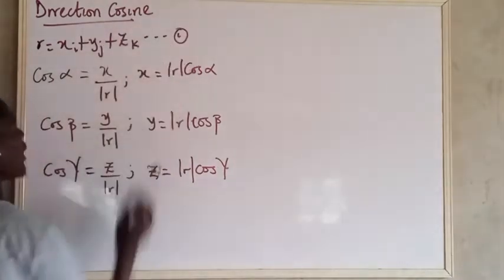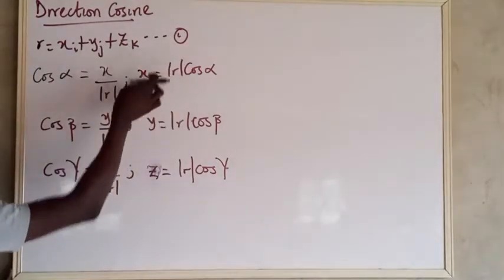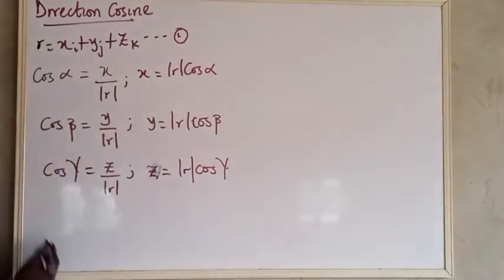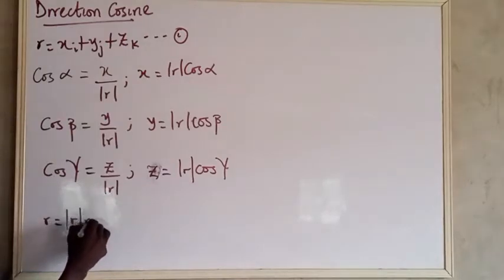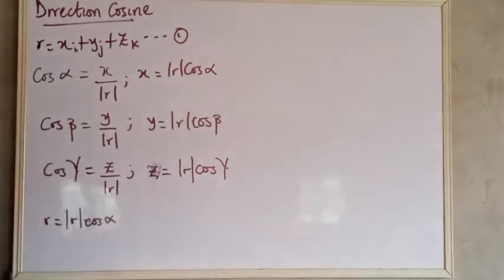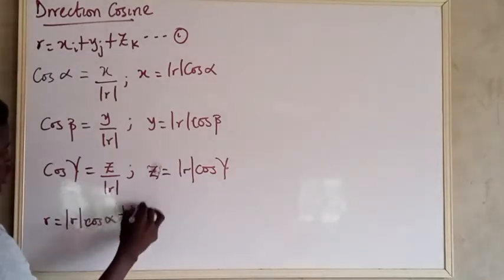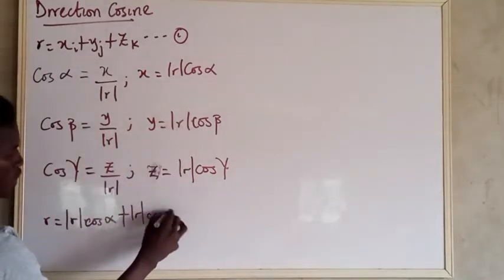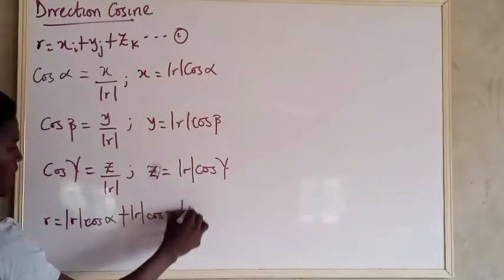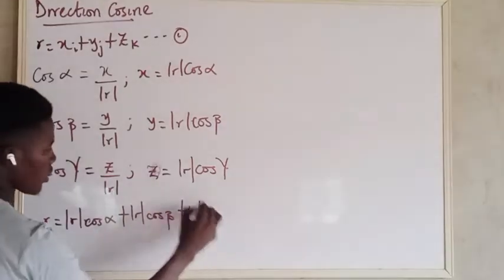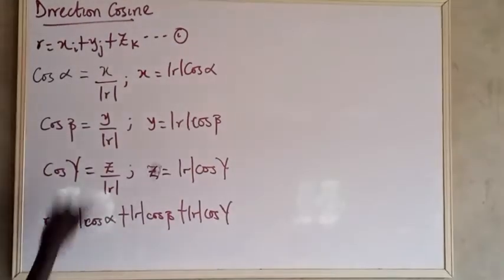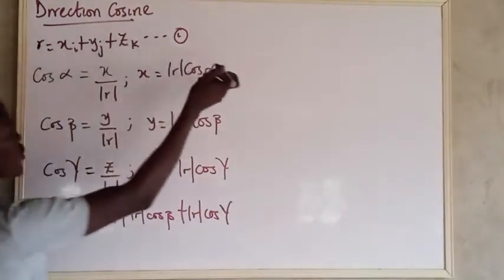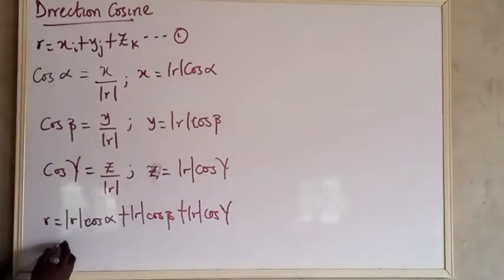Alright. Now, let's call this equation 1. If I substitute x, y, and z into equation 1, what will I have? I will have r equals magnitude of r multiplied by cos alpha plus magnitude of r cos beta plus magnitude of r cos gamma.